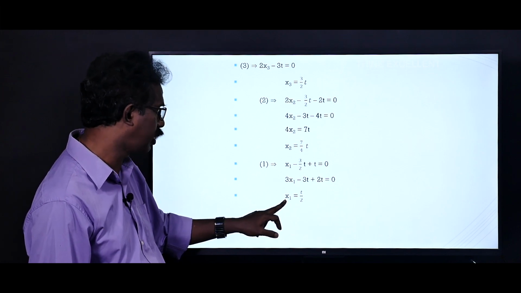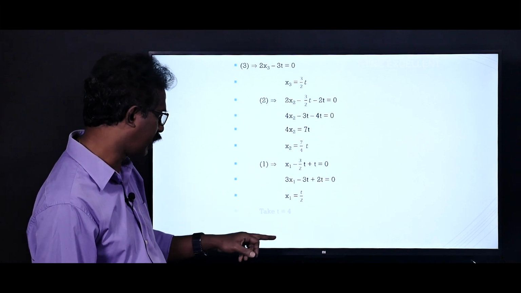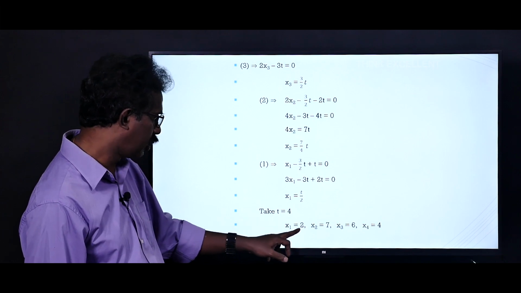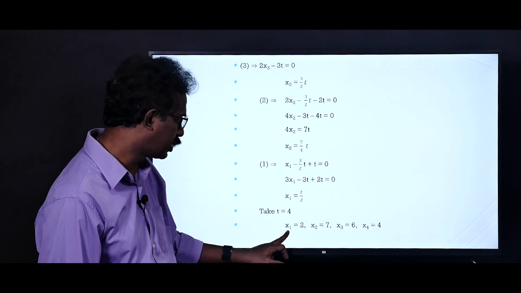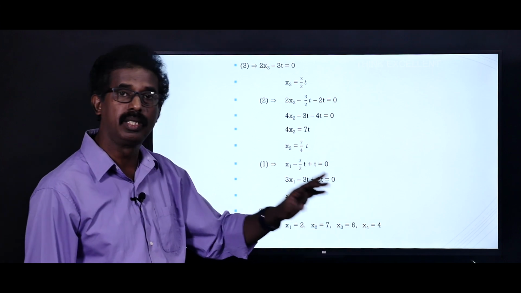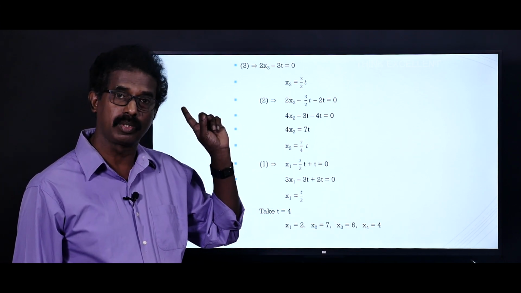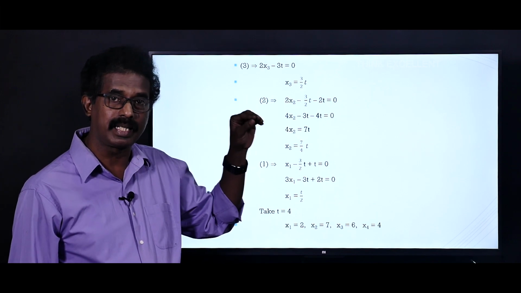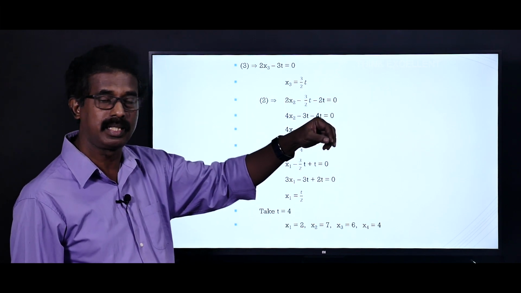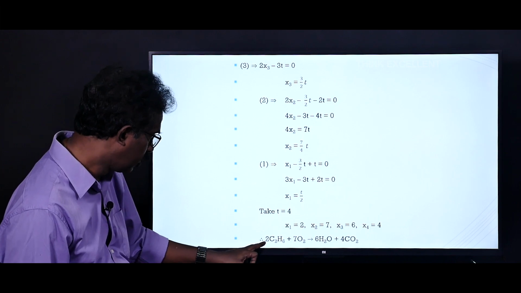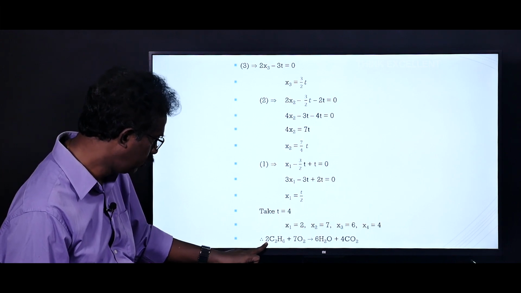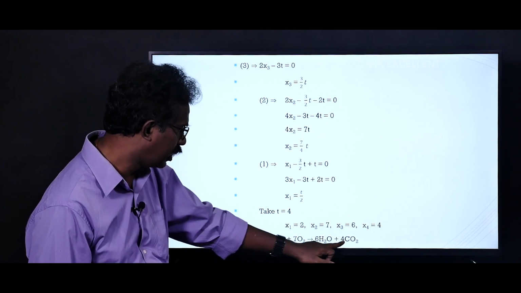So the x1 value you will get is 2. Here 4 cancels, 7. These are the values you are getting: x1, x2, x3, x4. Don't stop there. These values you substitute in the first equation. You are remembering the given equation where we attached x1, x2, x3, x4, right? These values you substitute. So instead of x1 you give 2, here 7, here 6, here 4.